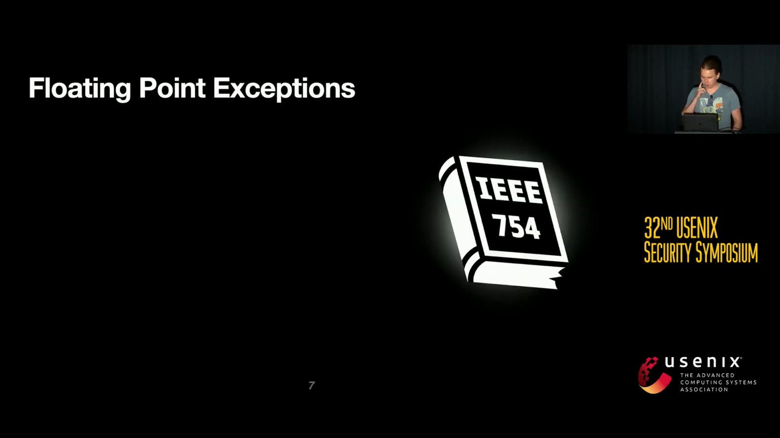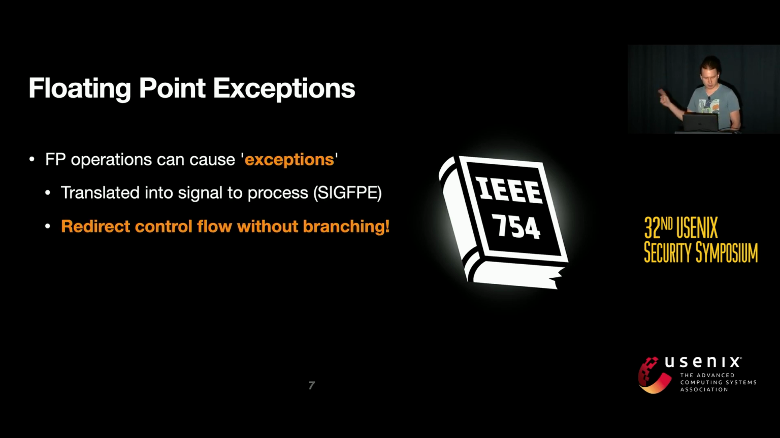The solution to this problem we found in a nice book called IEEE 754. You might have read it. It's essentially defining how floating point arithmetic is supposed to work, and for the most part, CPU vendors stick to it. Now, I'm not going to spoil the end, but one point of the book is that there's something called floating point exceptions.